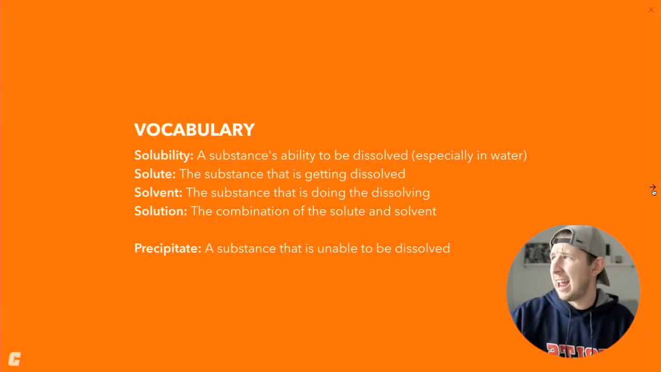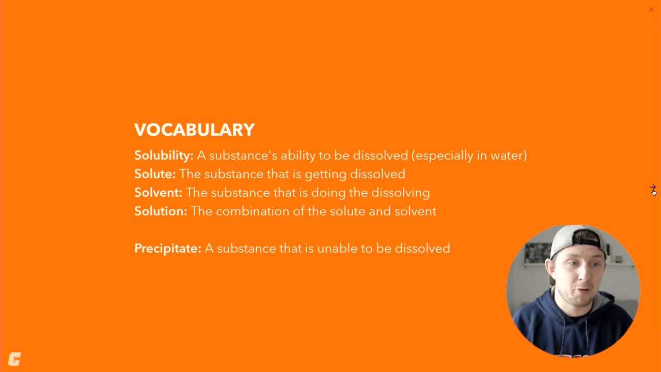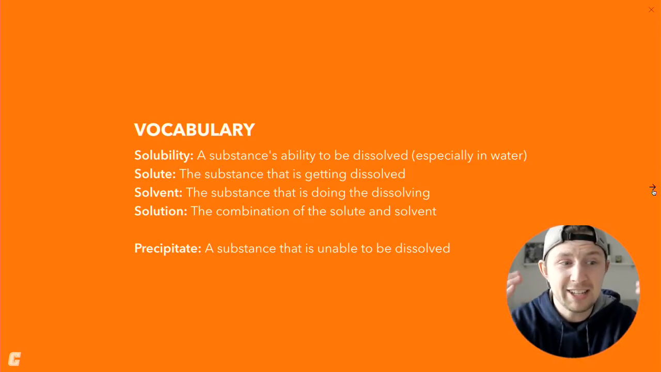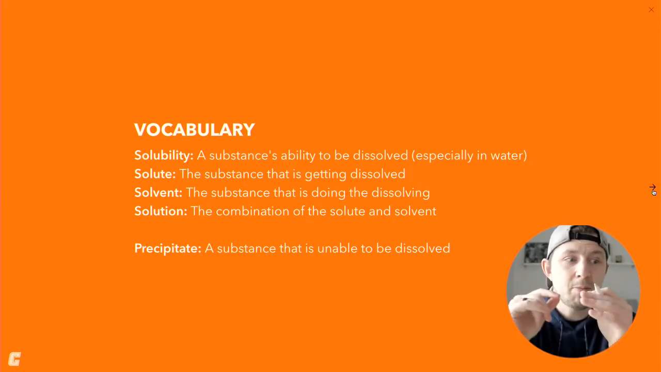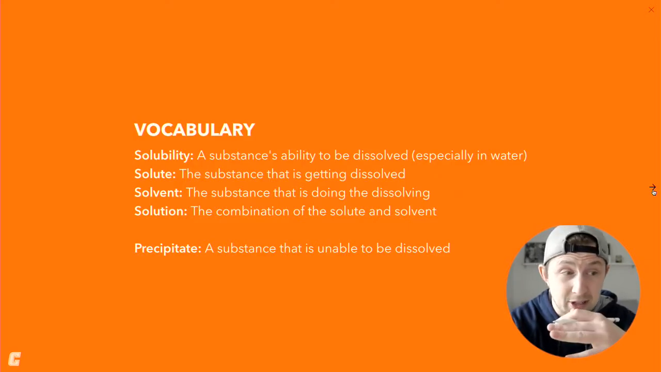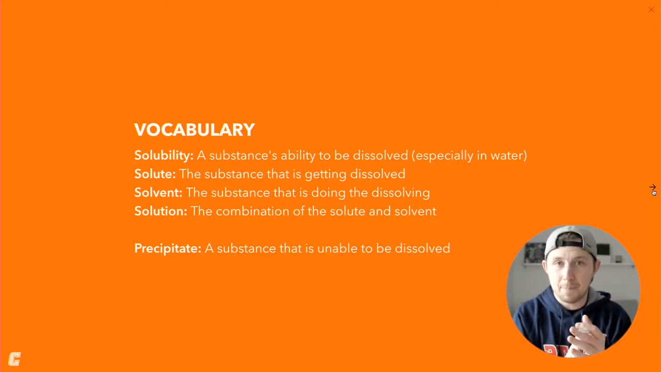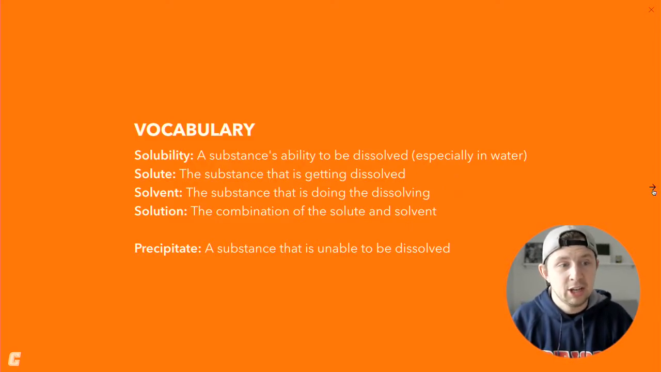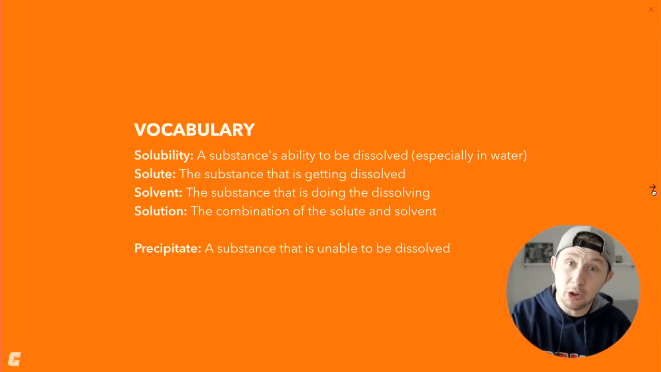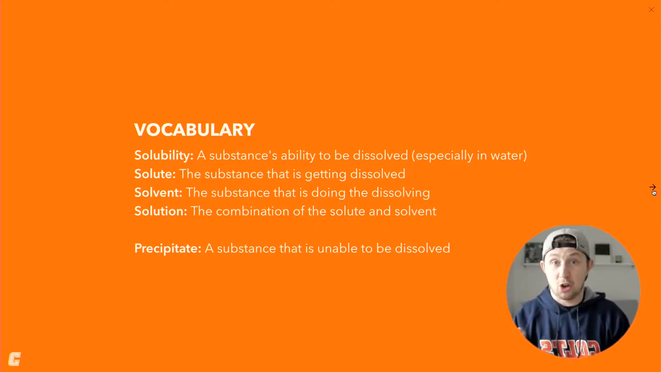So before we start, there's some vocabulary that we needed to get our brain wrapped around. So first things first, solubility is a substance's ability to be dissolved. Specifically, we're talking about in water, but solubility refers to its ability to be dissolved in multiple things. So there's two parts to it. There's what we call the solute and what we call the solvent.